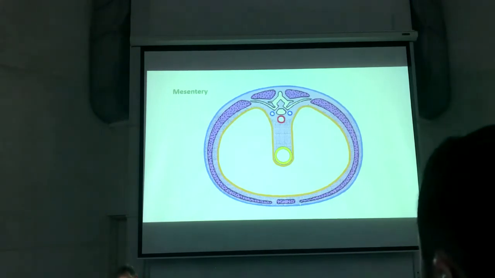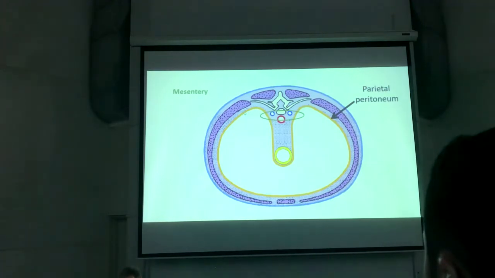This is posterior, this is anterior, this is the body wall, and this is the midline of the posterior body wall. What is this? Parietal peritoneum. Okay. Lining all the abdominal cavity. Now we come to the midline posteriorly, where organs develop and protrude into the abdominal cavity. This is the point of protrusion. Now this parietal peritoneum is going to be taken by the organ to cover the organ.